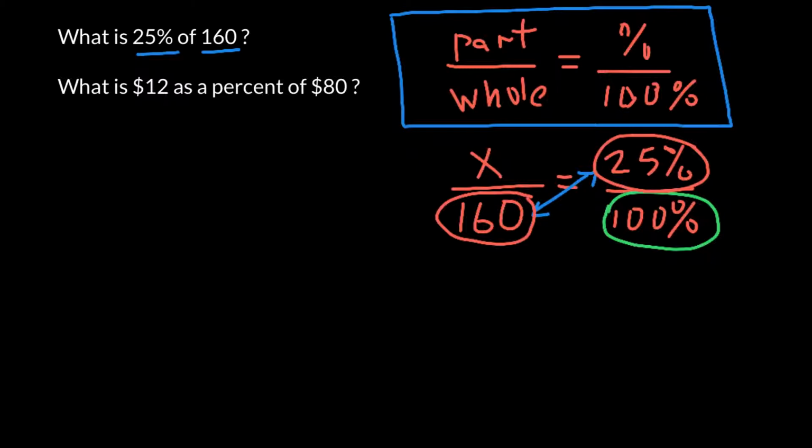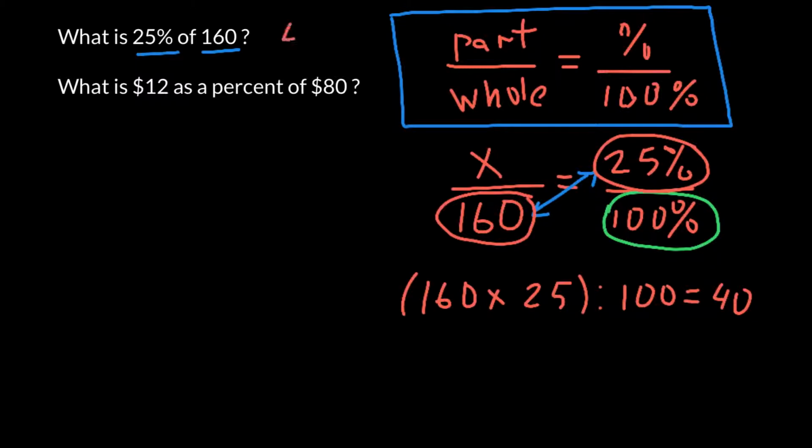So let's do it. 160 multiplied by 25 and divided by 100. So we are going to get 40 here. So this is going to be the answer for the first question. So x equals 40. So we can put x here.